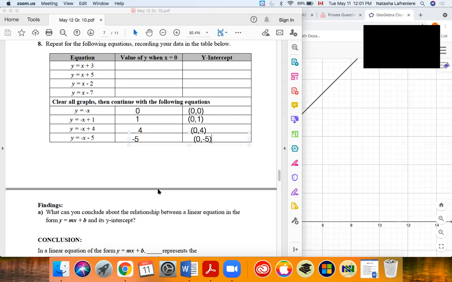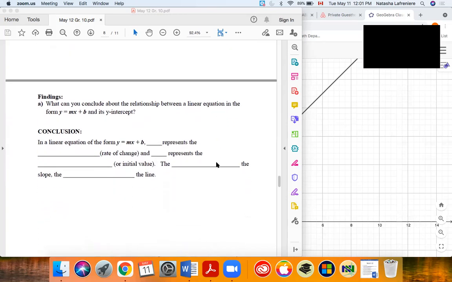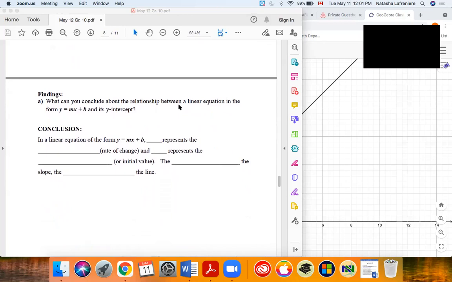Okay. So then we have our findings. So I'm going to clear this one off. So what can you conclude about the relationship between a linear equation in the form y equals mx plus b and its y-intercept? So we can tell that our b here is always going to be our y-intercept. We can conclude that our b value in the equation is our y-intercept.